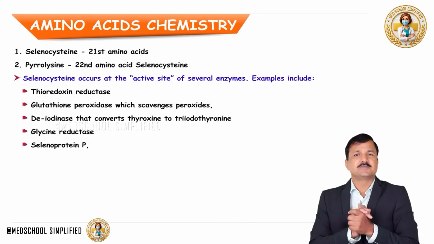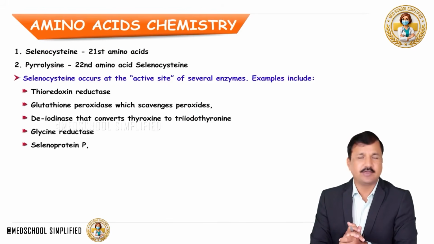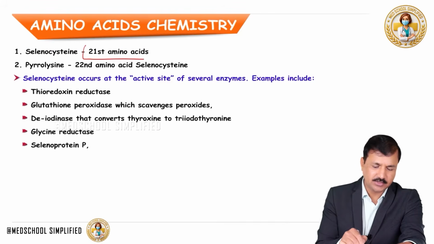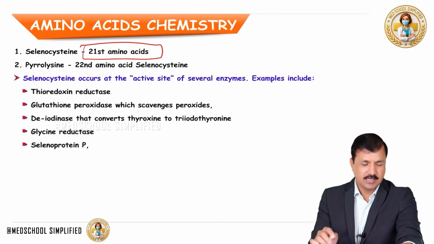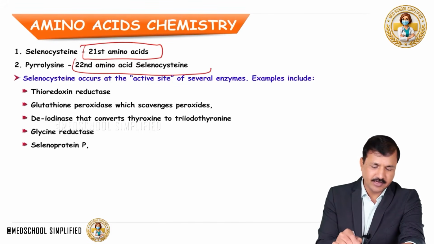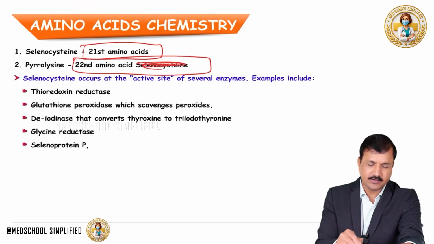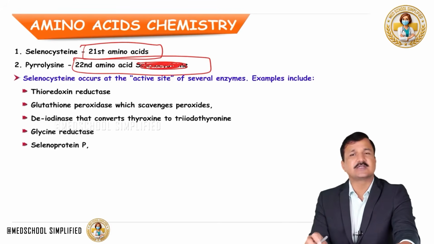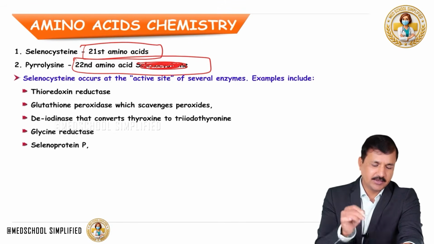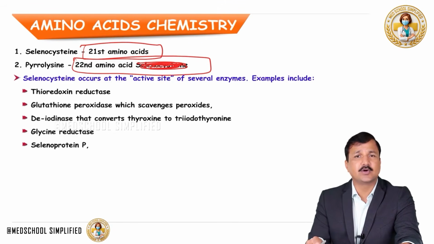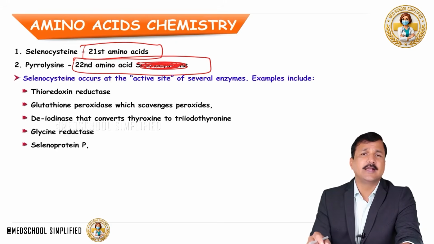Coming to some special amino acids. We have selenocysteine, which is referred to as the 21st amino acid, and then pyrrolysine, which is referred to as the 22nd amino acid. So the 21st amino acid is selenocysteine and the 22nd amino acid is pyrrolysine. Let's look a little bit more at selenocysteine and pyrrolysine.